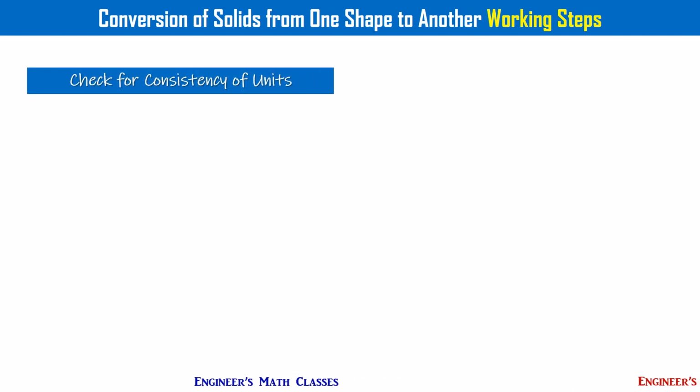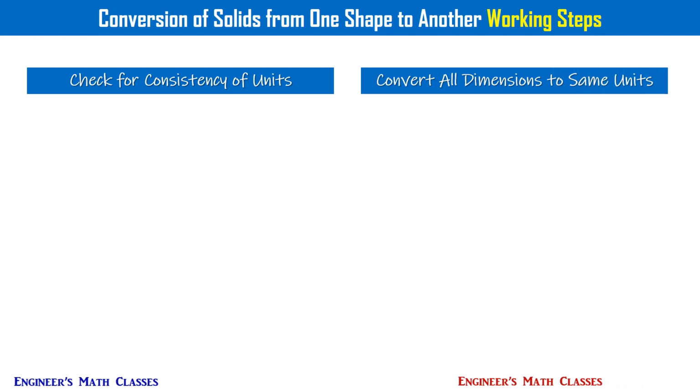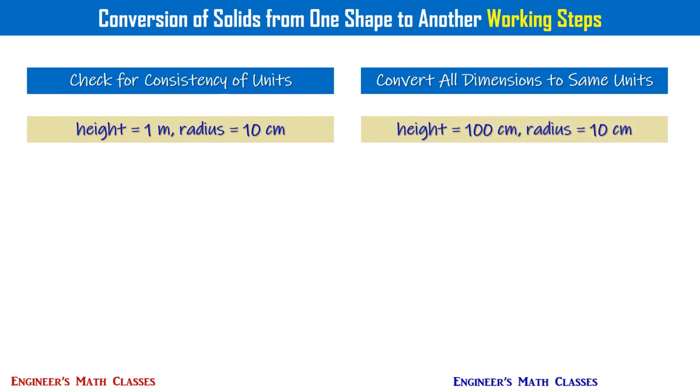You need to basically check for consistency of units first, and if those are not consistent, you need to convert all the dimensions into the same units. For example, if the height is given as 1 meter and radius is given as 10 centimeters, you need to convert height to 100 centimeters and keep the radius as 10 centimeters.